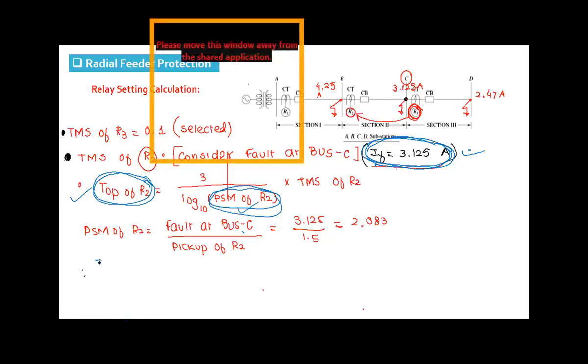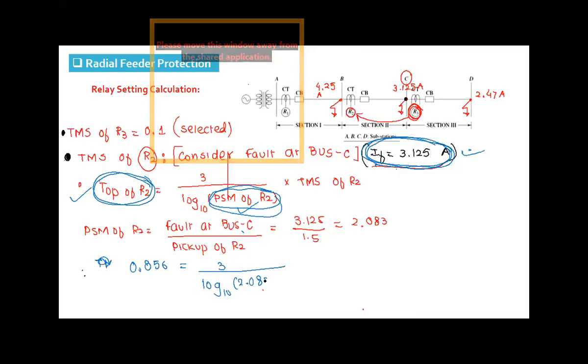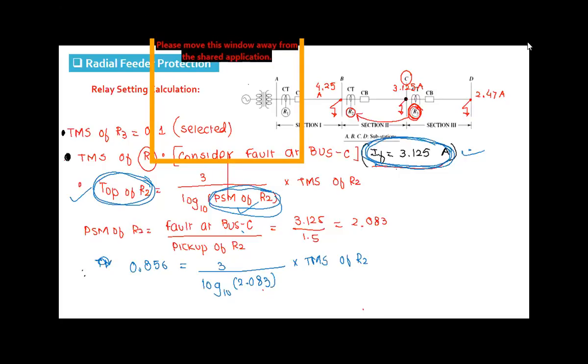Therefore, TOP of R2, what is TOP of R2? કેટલું છે? 0.856 equal to 3 upon log 2.083. So બાકી શું રહ્યું આમાં ઇક્વેશનમાં? What is remaining? It is TMS of R2. समझाई क्यों? Got it? समझ में आया TMS कैसे मिलेगा R2 का?